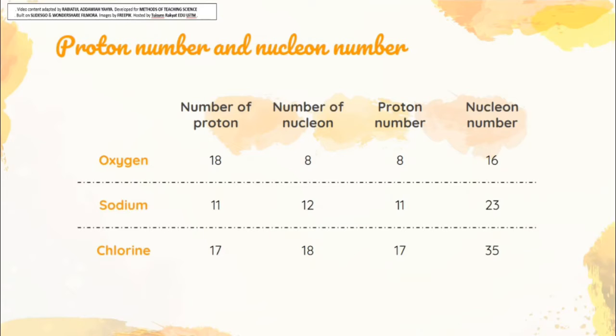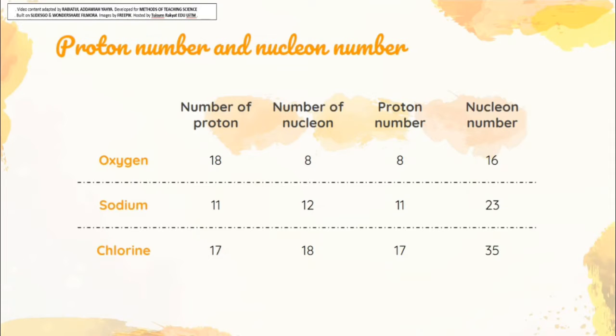The number of protons in the nucleus of an atom is known as the proton number. The total number of protons and neutrons in the nucleus of an atom is known as the nuclear number. The nuclear number is the proton number plus the number of neutrons.